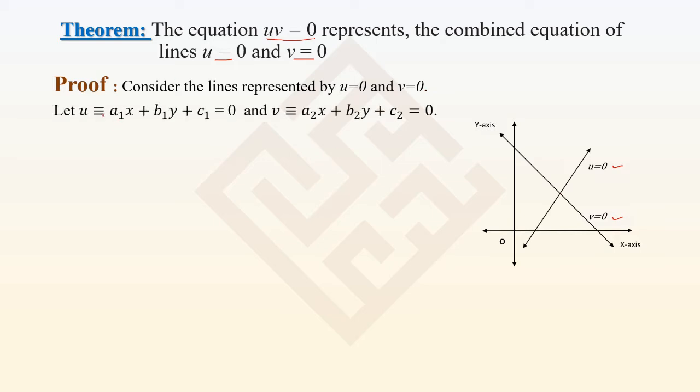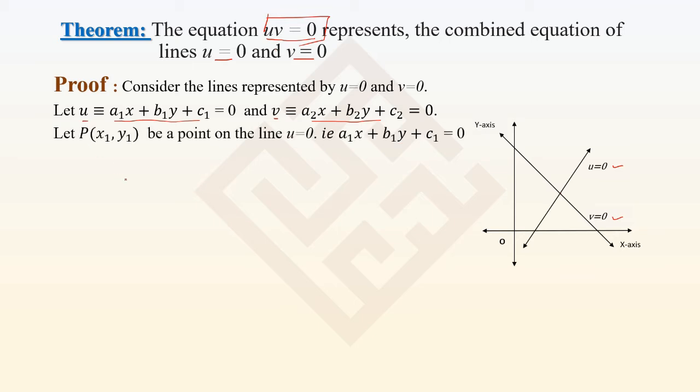Now let us consider the u equation is a1x plus b1y plus c1 is equal to 0 and v is given by a2x plus b2y plus c2 is equal to 0. So these are the two equations of line. तो u का वैल्यू तो ये है पूरा, v का वैल्यू ये है पूरा, तो multiplication of these two terms is equal to 0. That is our u into v is equal to 0 equation.